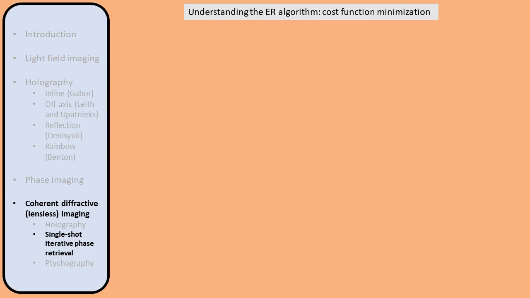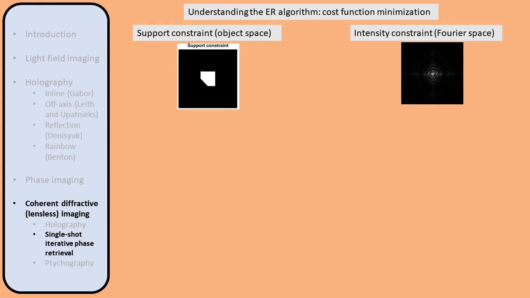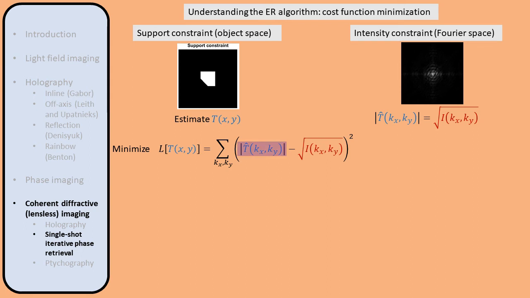So we've seen how the ER algorithm can be understood as using projection operators to find the intersection of two constraint sets. Another way to understand the ER algorithm is through cost function minimization. Let's say that we have an object estimate that satisfies the support constraint. We want the estimate to be such that the modulus of its Fourier transform equals the measured amplitude. Or we can put it differently and say that we want to minimize the difference between the estimated far-field amplitude and the measured amplitude. The total difference is defined as the sum of the squared differences for all pixels.